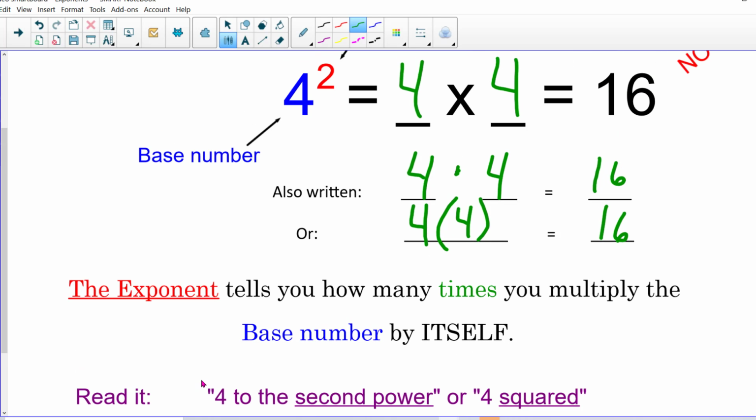The way you can read this exponent, as I've said before, is 4 to the second power. And any number to the second power has another special way of saying it, which is 4 squared. And we'll get into a little later as to why it's called squared.